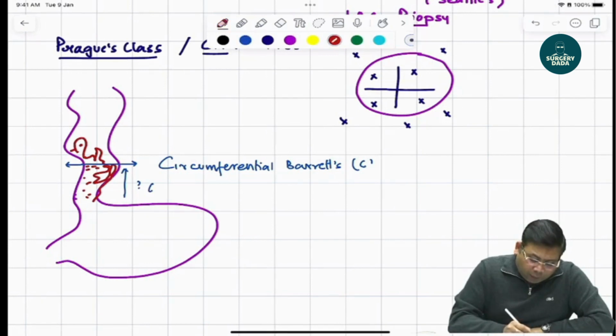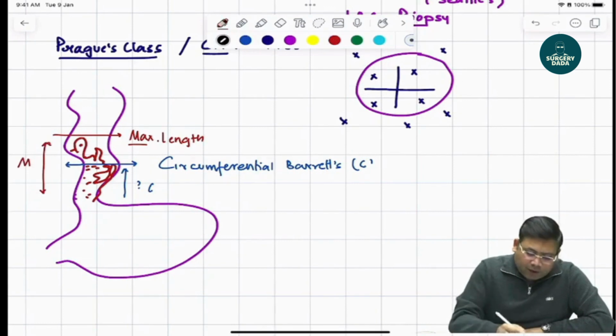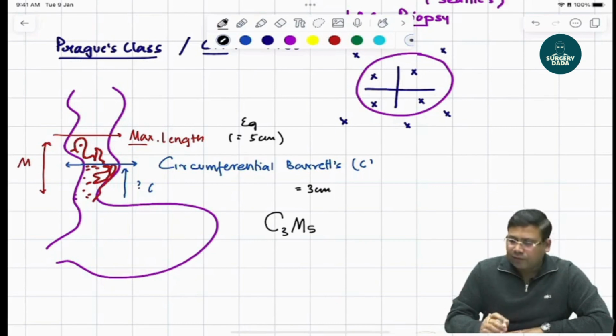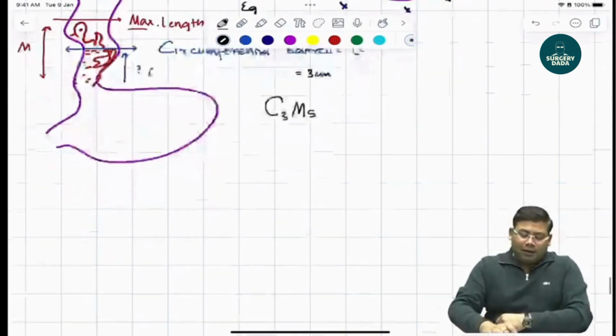Then if you see the proximal most tip, this is the maximum length of the Barrett's column. This is the maximum length, and that is why this is known as M. So for example, if I say circumferential length is 3 centimeter and maximum length, suppose the example I am giving you is 5 centimeter, we will say Barrett's is C3M5. This is how you write Barrett's esophagus.